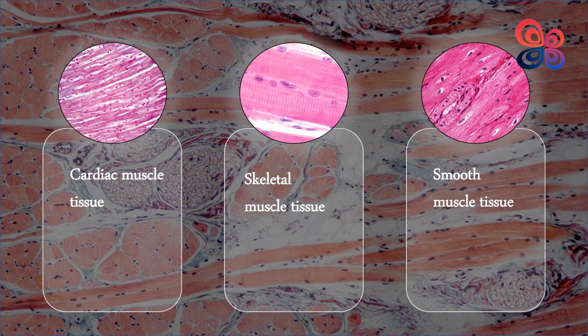The learning objectives are to compare the structure, location, and manner of control of skeletal, cardiac, and smooth muscle tissue, as well as to describe the general characteristics of muscle tissue.